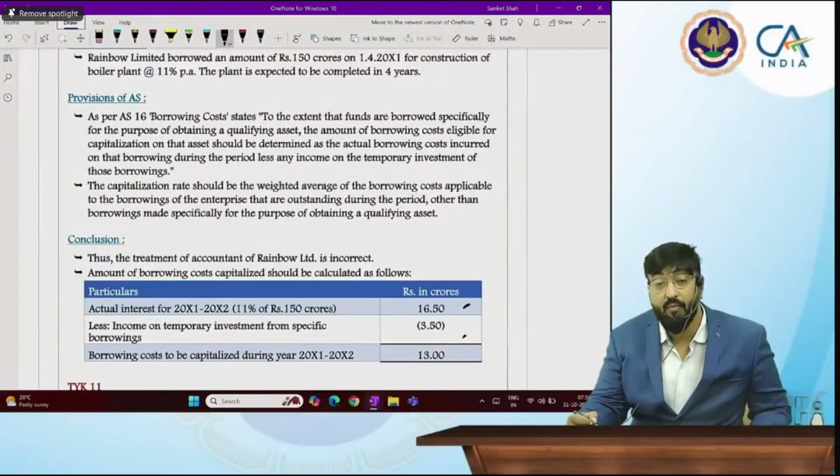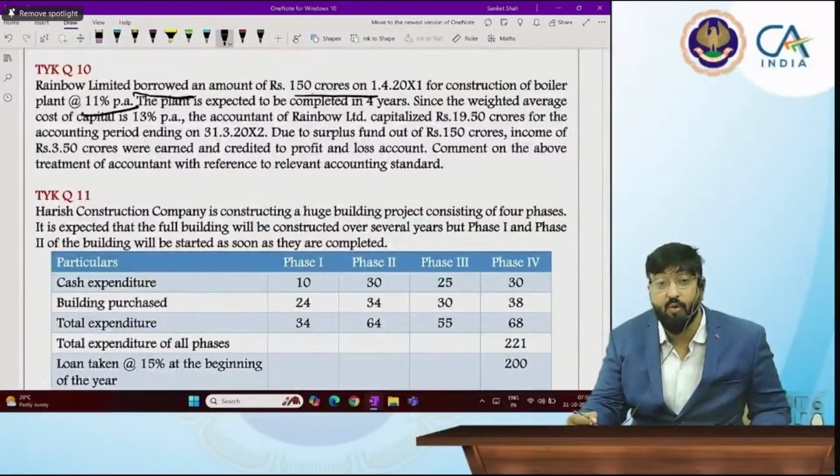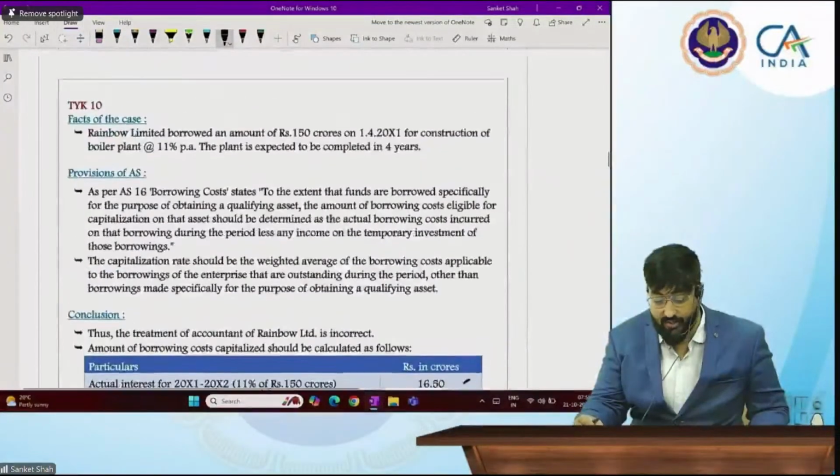Sir, we deduct it. We deduct it, don't transfer it to P&L. So both treatments are wrong. Multiplying by 13% is also wrong, and crediting to P&L is also wrong. Okay, so read the answer.